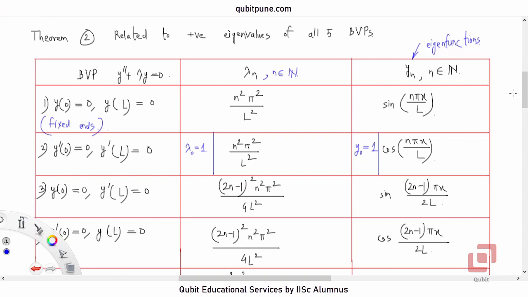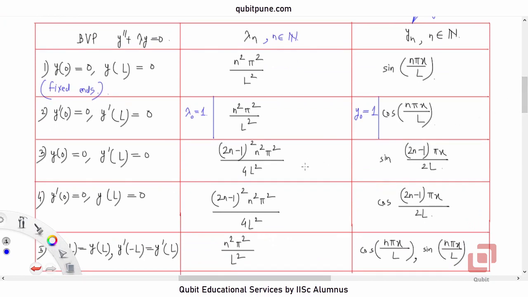Alright. Boundary condition number 3, y of 0 equal to 0, y dash of L equal to 0. For this, you don't have 0 as an eigenvalue. Oh, sorry, I should have written 0 here. 0 eigenvalue. Okay, this one has, and the fifth one has.